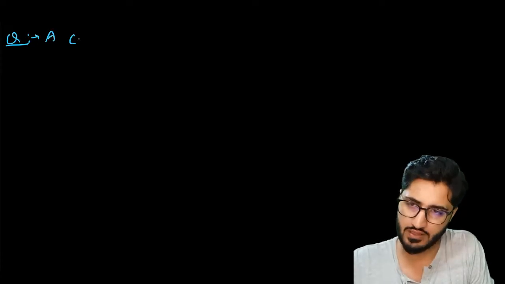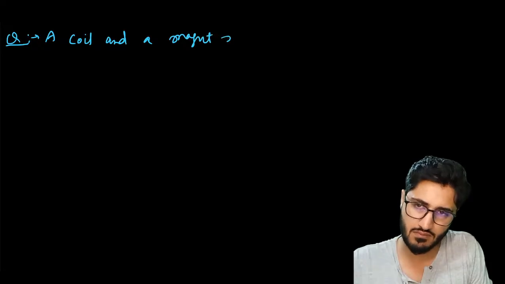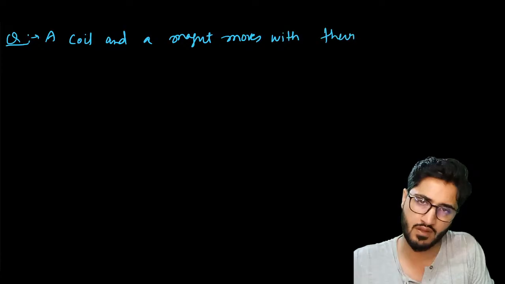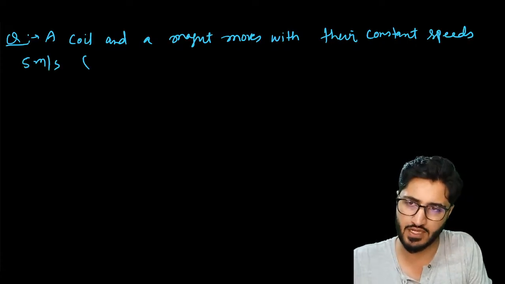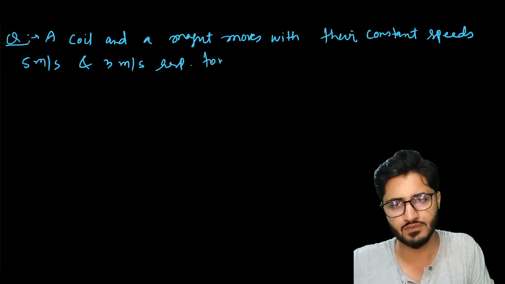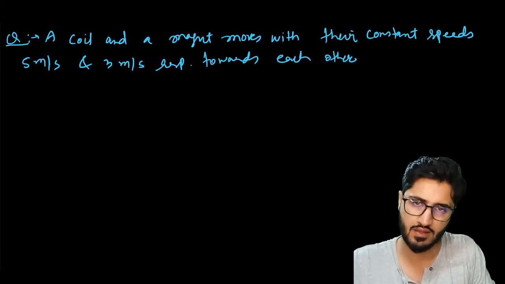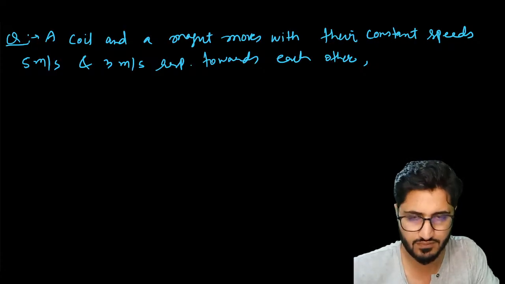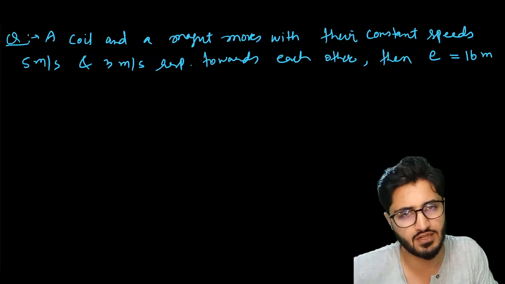The numerical is: a coil and a magnet move with constant speeds, 5 meter per second and 3 meter per second respectively, towards each other. Then the induced EMF is 16 millivolt.